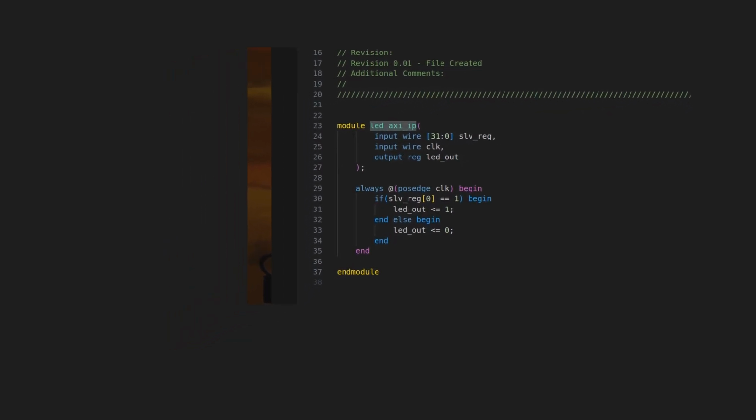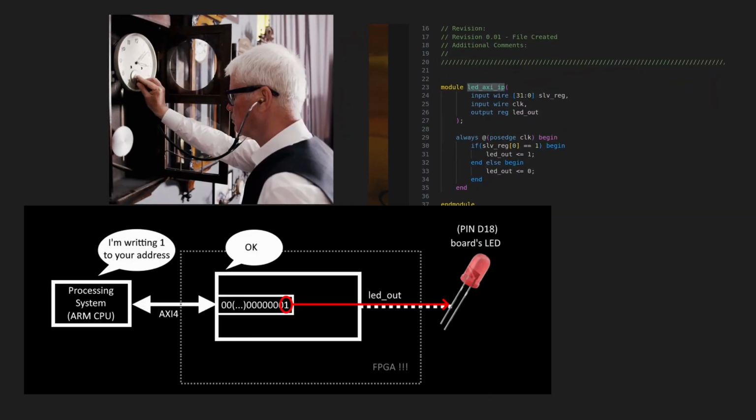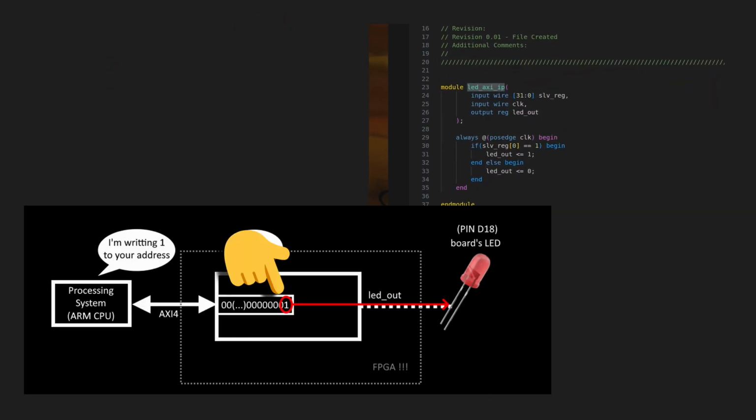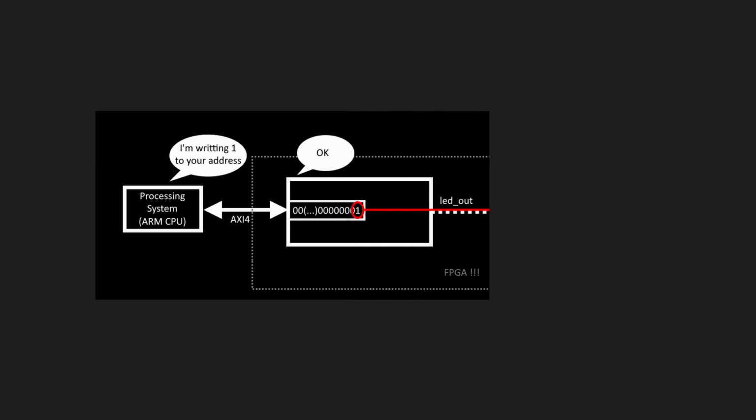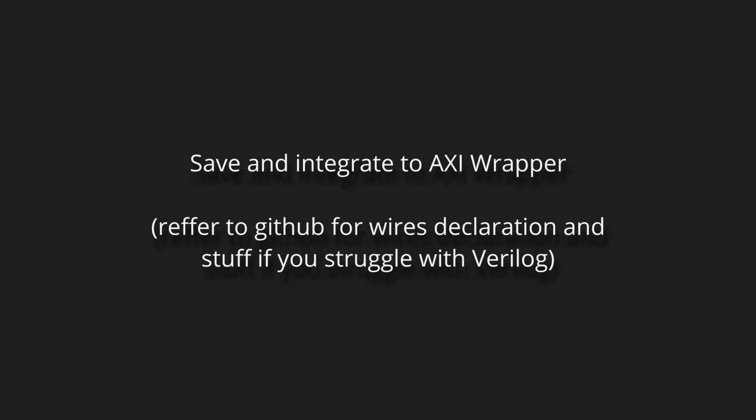The logic is pretty simple as it's just an LED driver. On each clock pulse or rising edge, we'll take the last bit of the register and route it to the output that will drive the LED. This way, if you write 1 in the register, the output will be 1 and the LED will turn on. Save the file and include it in the user's logic in the wrapper.